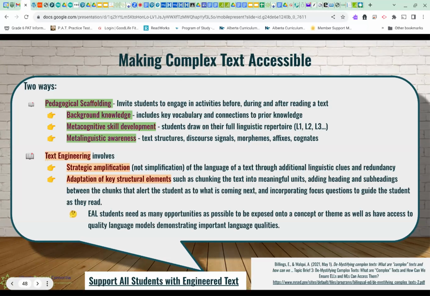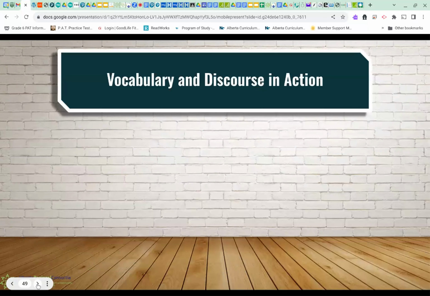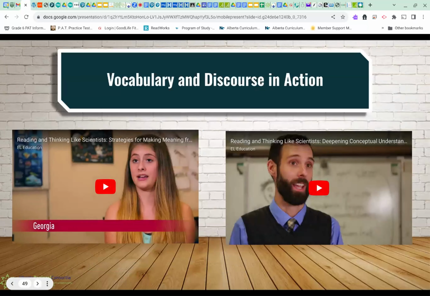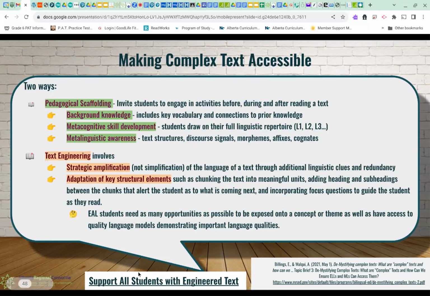And then again, just reminding us that students need as many opportunities as possible to be exposed to a concept or a theme, as well as have access to quality language models that demonstrate those important language qualities. There's a link at the bottom of that page to show you some examples of how to engineer that text, on both of those sites as well.